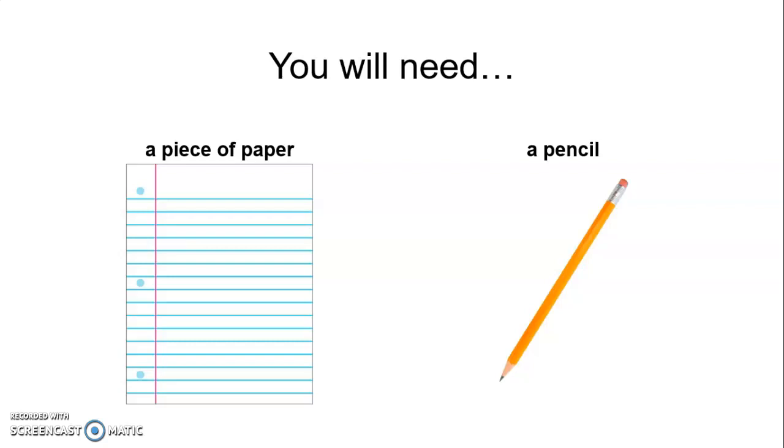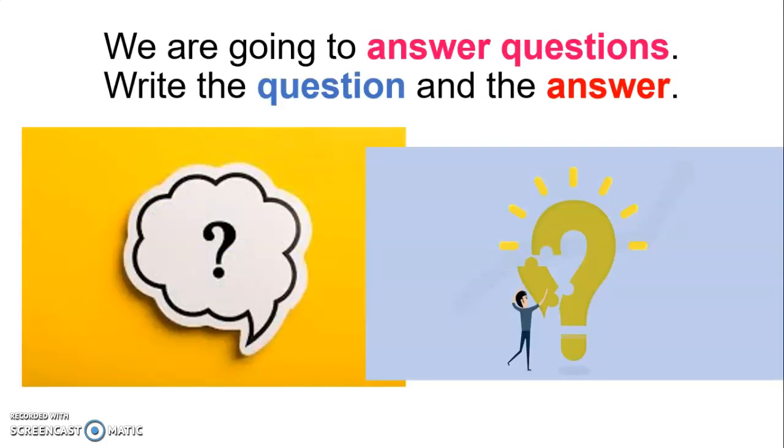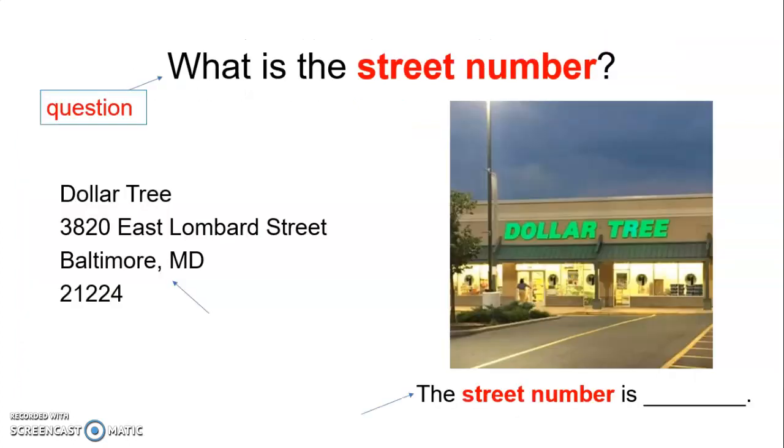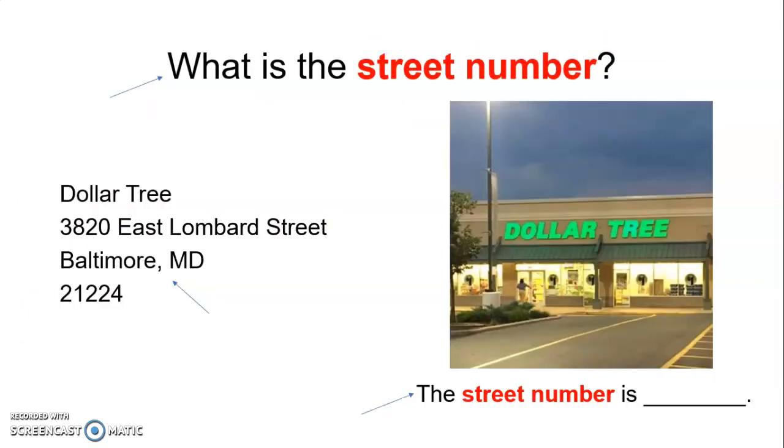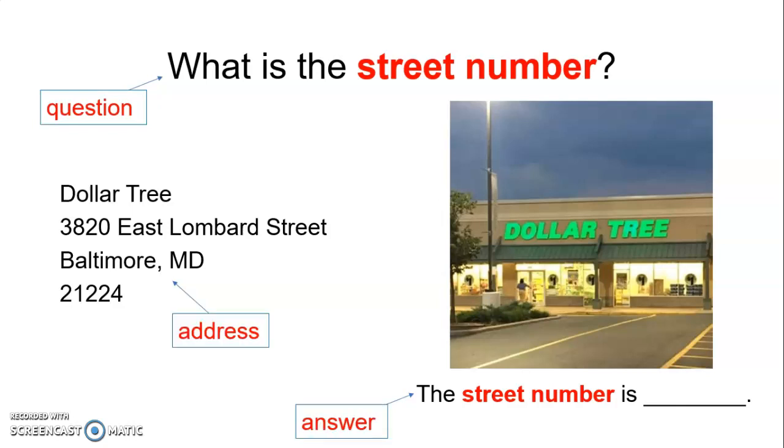All right, so for this activity, you will need a piece of paper and a pencil, o también hay un documento en Google Classroom que puede llenar. So we are going to answer questions, and I want you to write the question and the answer. Quiero que escriban la pregunta y también la respuesta. All right, so this is the question. So the question, what is the street number for this address?